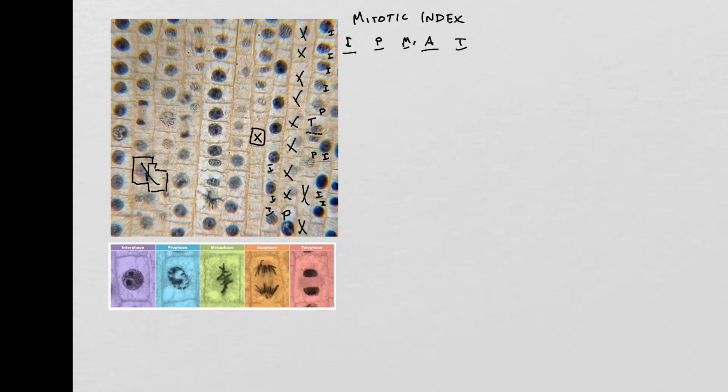Inter. There's a good prophase one right here. Inter. Prophase. Can't quite tell this one. And I am going to ignore all of these because they're too faint for us to really make a solid description of. And these I can't even see a nucleus in. Inter.